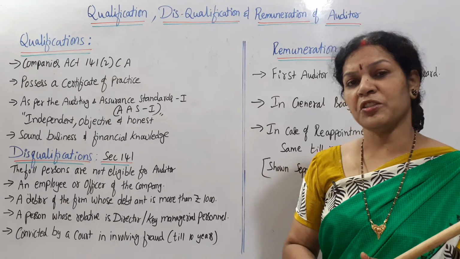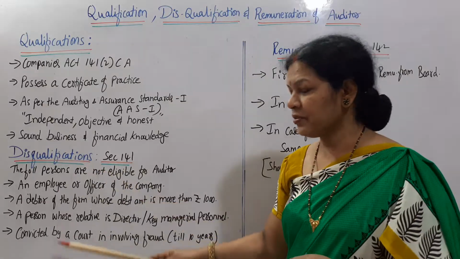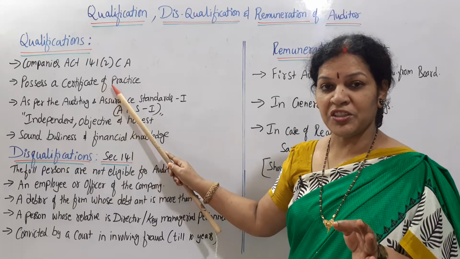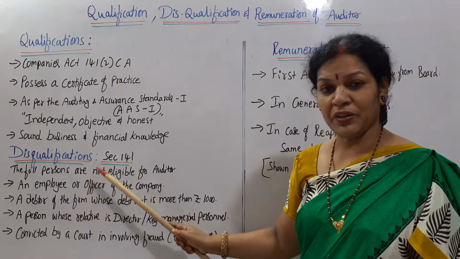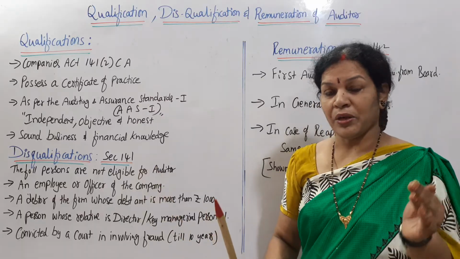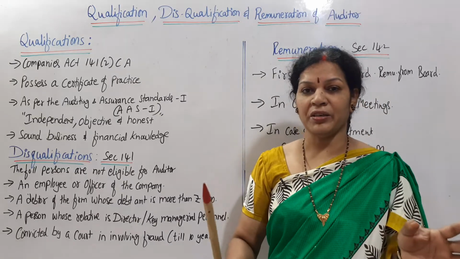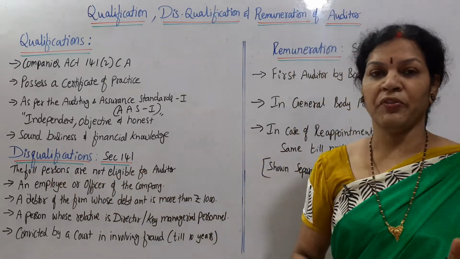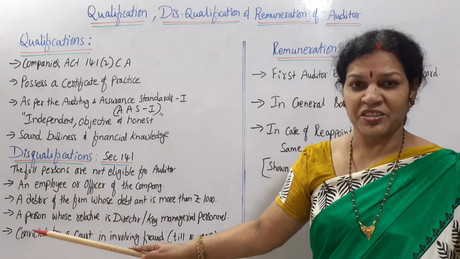Now if you see the disqualifications, when he will become disqualified, a few points we can discuss. So qualification is as per Section 141 subsection 2: he must be a CA and all these qualifications. Now disqualification is also only under Section 141. As per this Section 141, there are a few things we have to discuss about when an auditor is disqualified. The following persons are not eligible to be an auditor. In these cases the auditor is not eligible, he is disqualified.